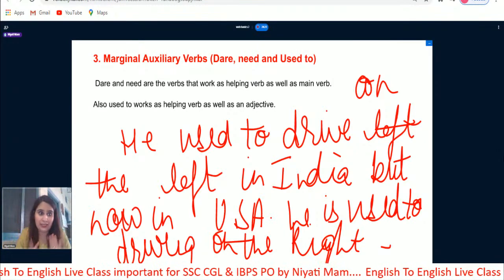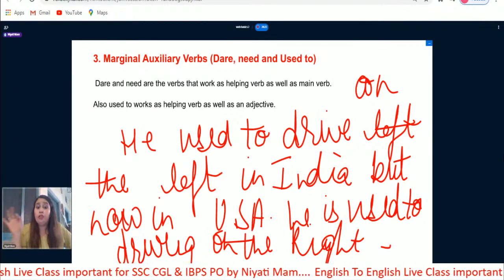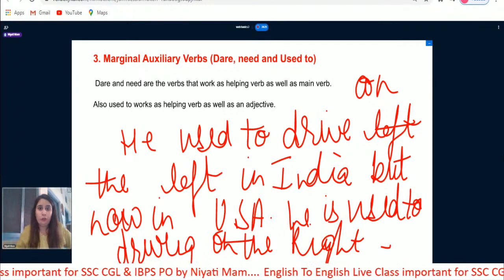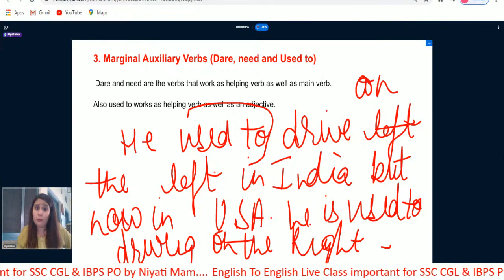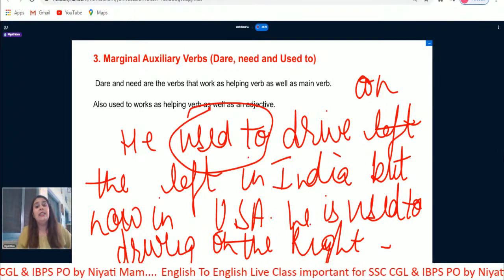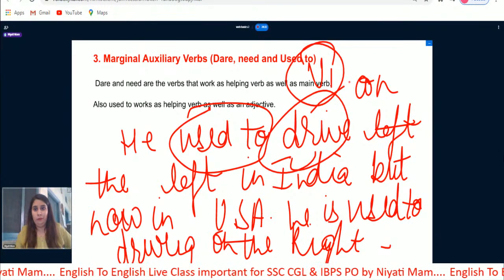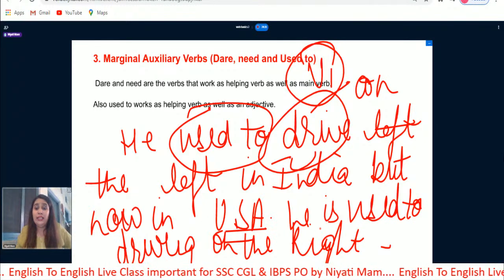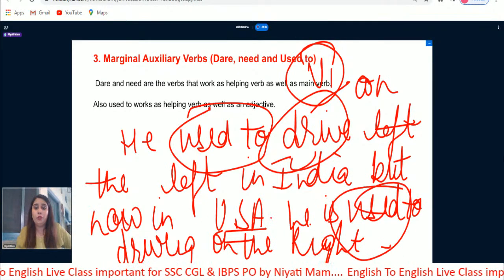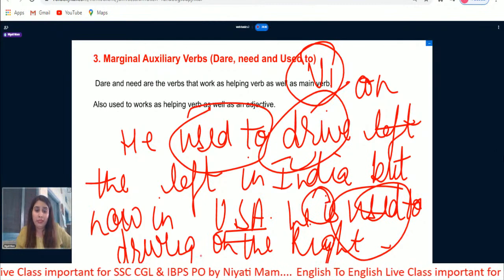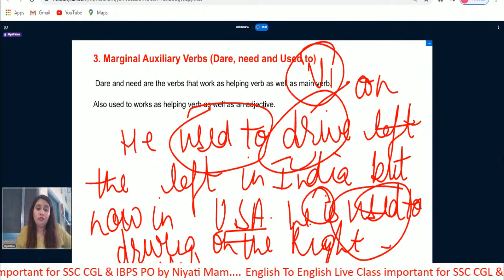Don't find logic in the sentence. He used to drive on the left in India. Now, you need to remember, used to is not following any form of be here. That's why used to is taking base form of verb here. But now in USA, he is used to driving. Before used to is his present, which is a form of be. That's why we have used V1 plus ing.